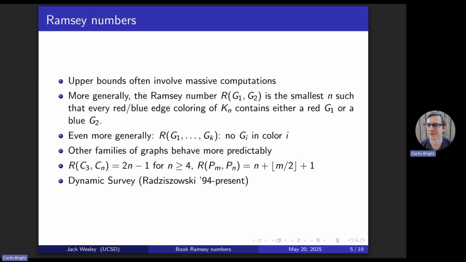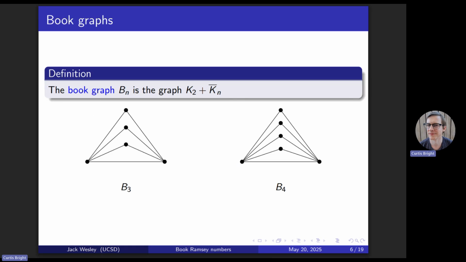Okay, so we're going to look at a different family of graphs, which you might have guessed from the title, are the book graphs. If you haven't seen this before, it's a fairly simple graph, Bn. I have a spine of the book, and I have n triangular pages of the book. So this is B3 and B4.